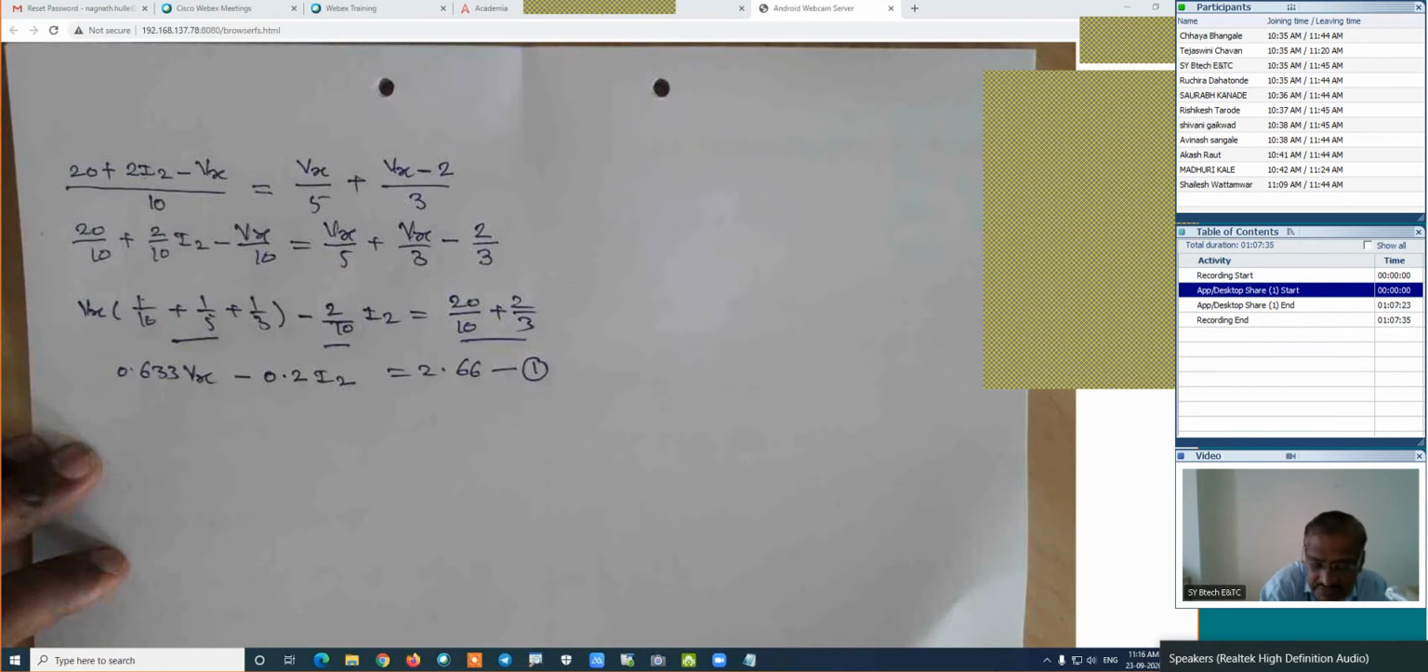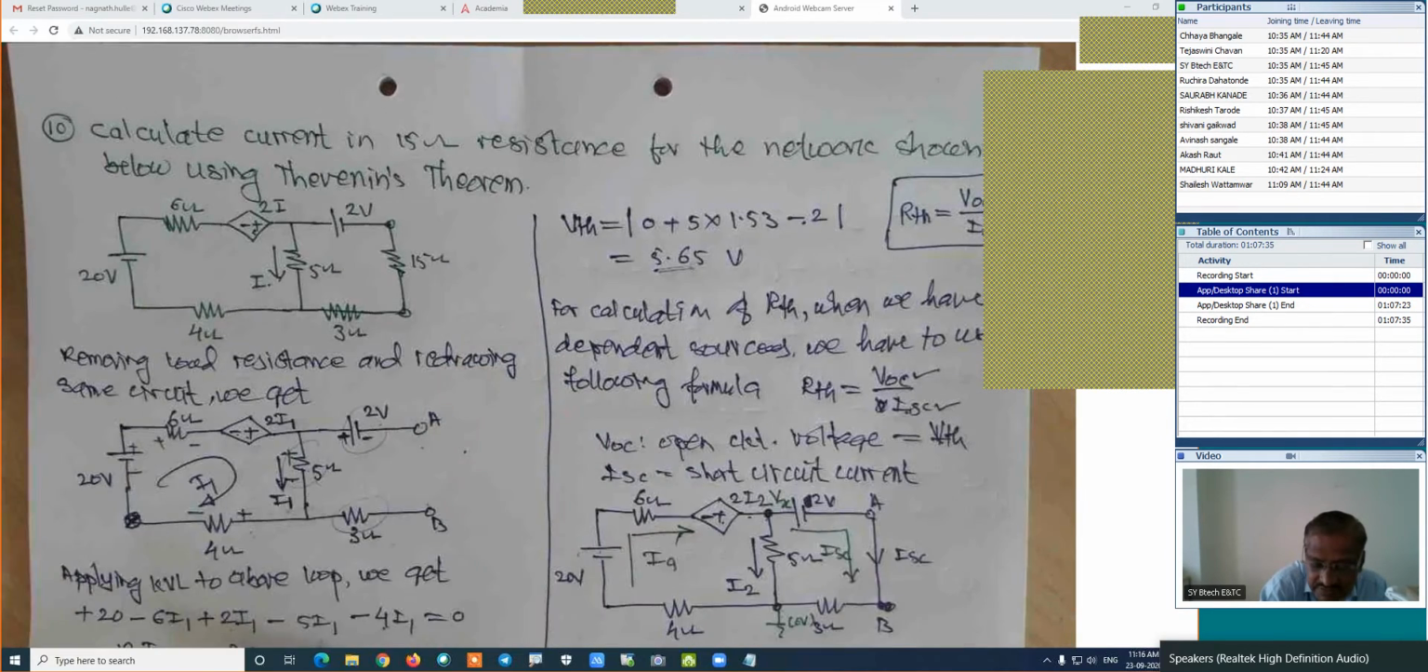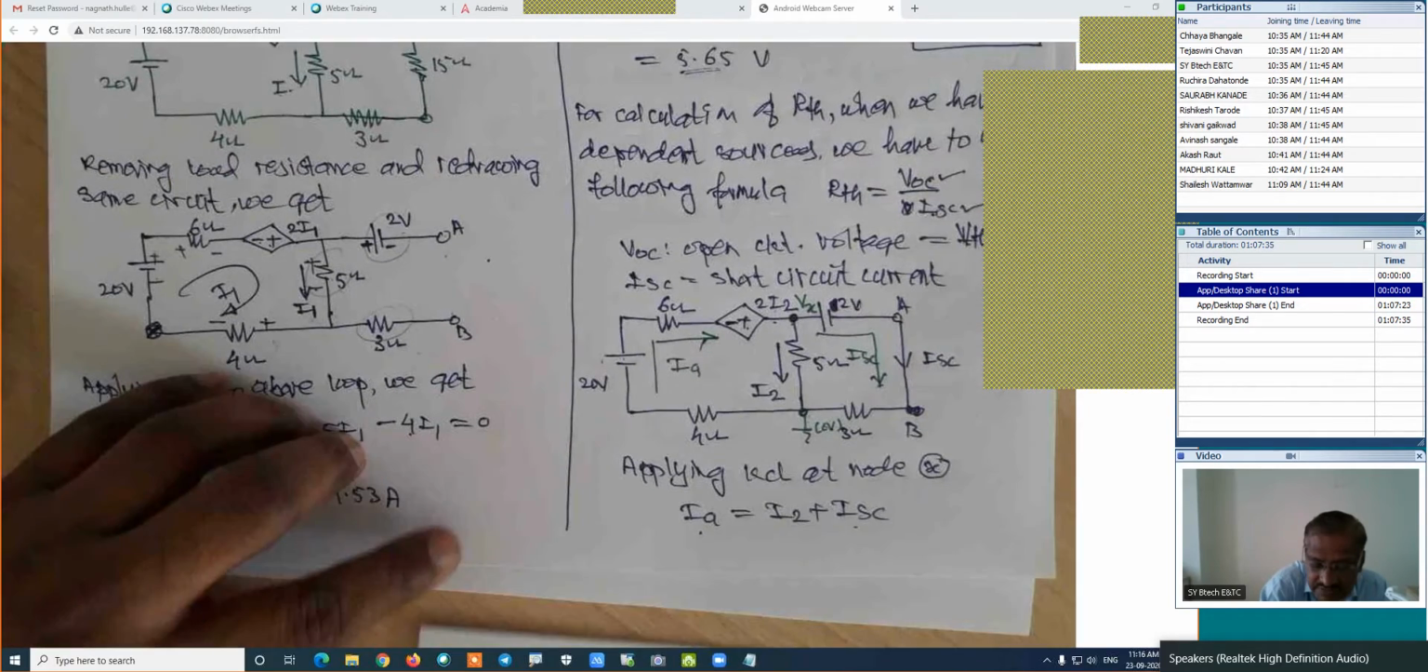Now here we have one equation and two unknowns. What are the unknowns we have? One unknown is I2, another is Vx. Anyhow, we have to prepare another equation. Now I will come back to this figure.